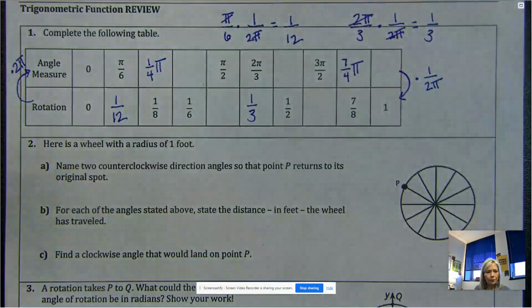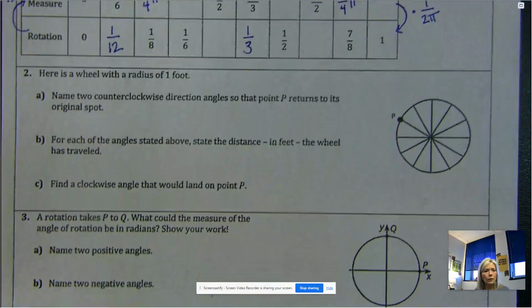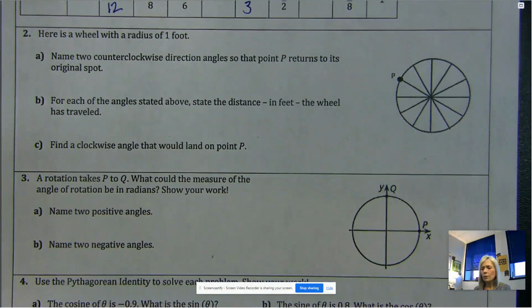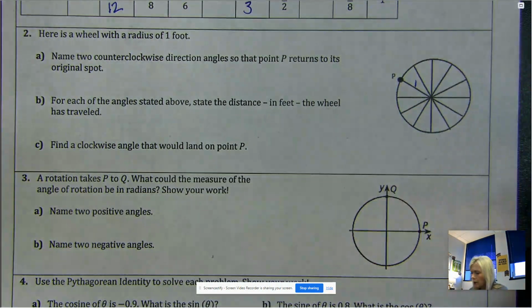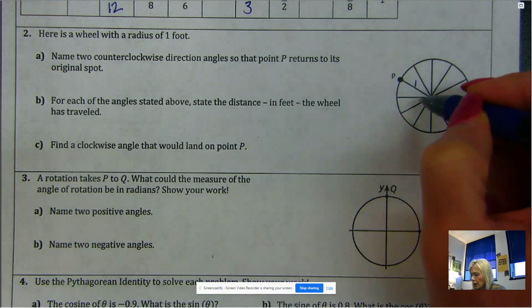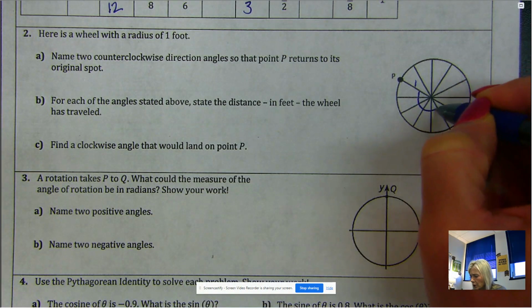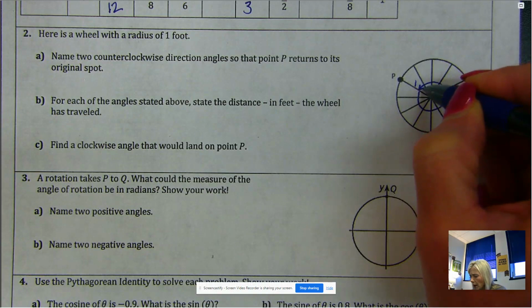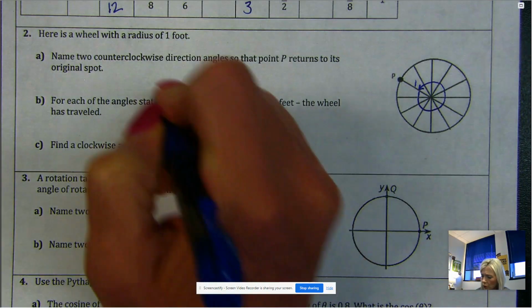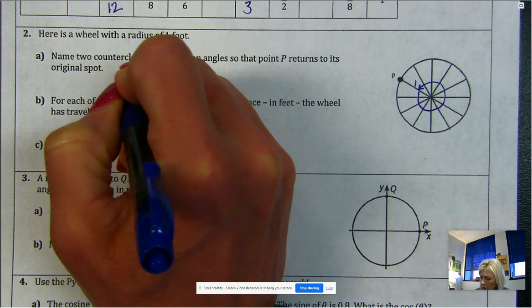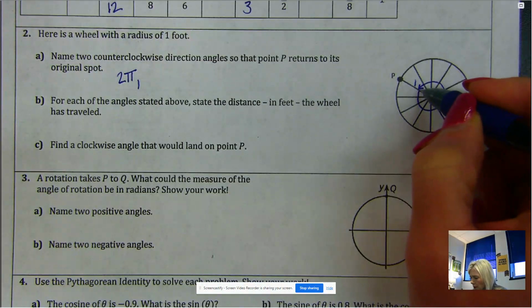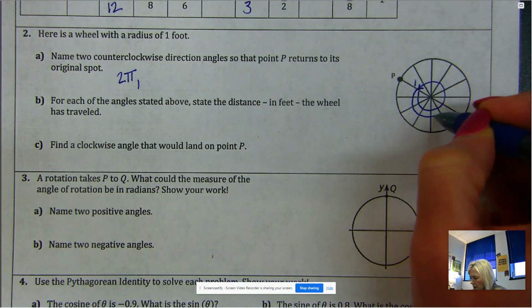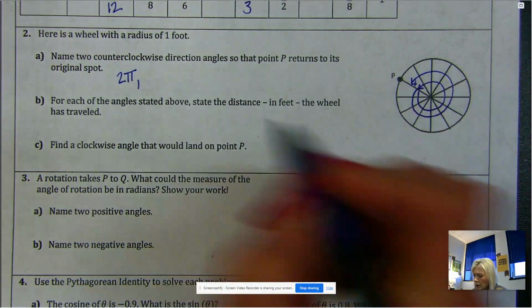All right. In the next section, we have a wheel with a radius of 1 foot. The radius is 1. And so name 2 counterclockwise direction angles so that point P returns to its original spot. So counterclockwise, I'm going to go in this direction. And in order for it to get back there, a full rotation is 2 pi. But it says I need 2 of these, so we can just take another lap around, which gives us 4 pi.